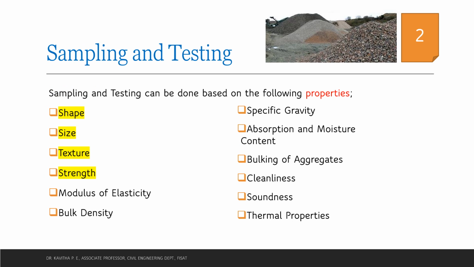In Part A and B of Lecture 2, we have discussed sampling and testing based on shape, size, texture and strength. Today we are going to discuss sampling and testing based on a few other properties. Among them, let us start with modulus of elasticity.